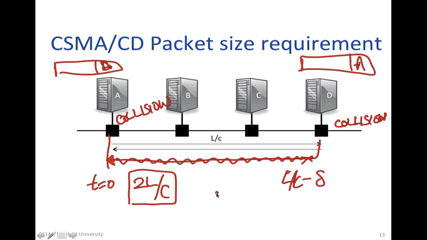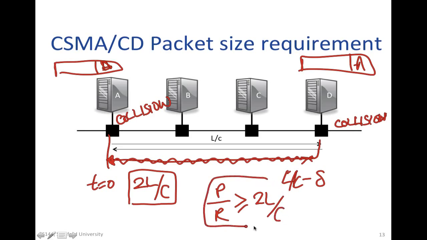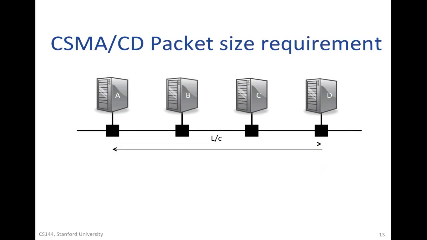This means that we have a requirement that P over R, the packet length divided by the rate, is greater than or equal to 2L over C. This is a general requirement for CSMA/CD networks in order to be able to detect a collision while still transmitting a packet. Let's look at an example.